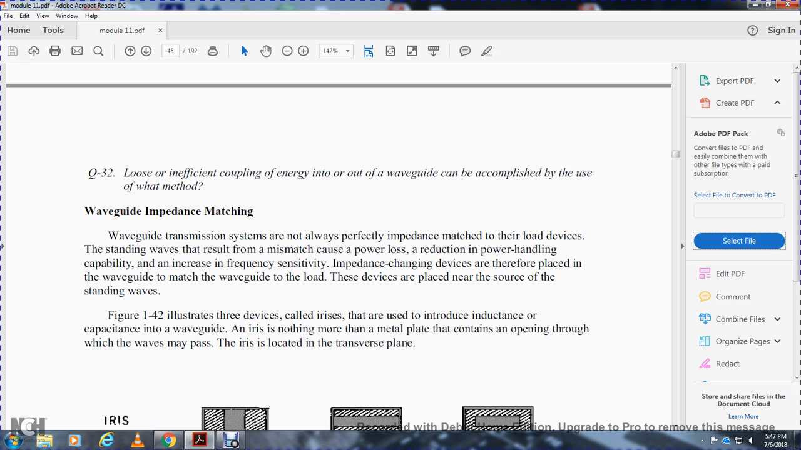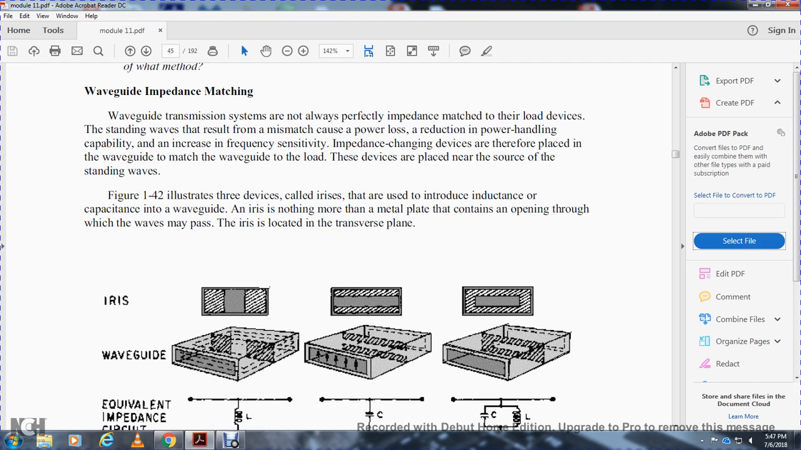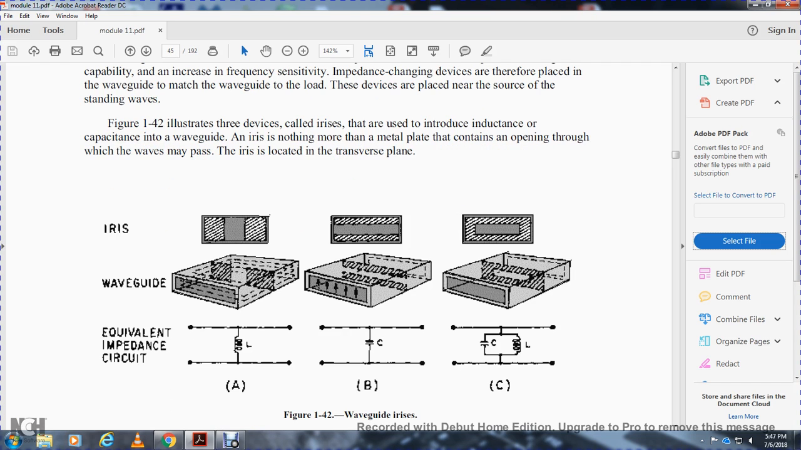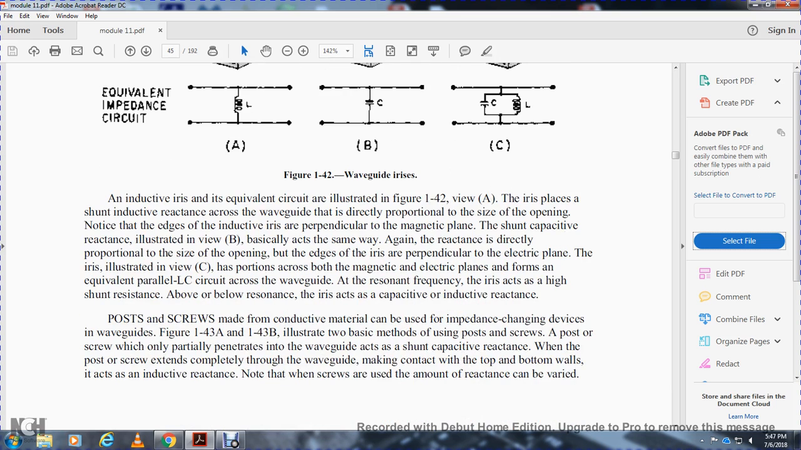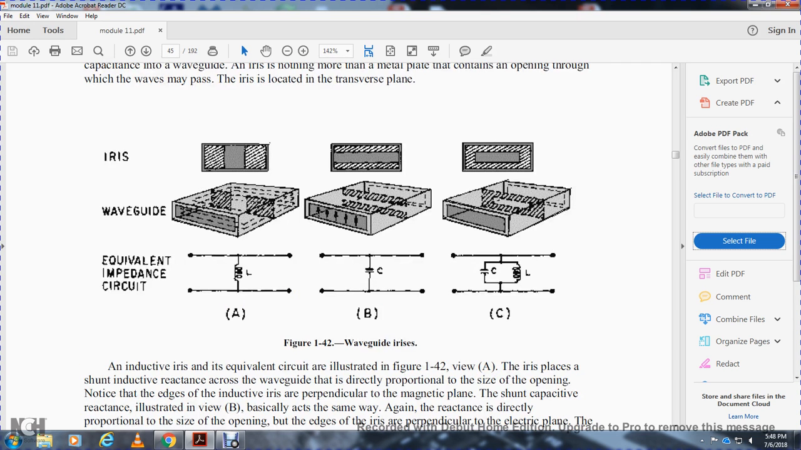Irises are nothing more than a metal plate that contains an opening through which the wave may pass. The iris is located in a transverse plane. The iris is shown in this waveguide, and the equivalent impedance circuits show the inductive, the capacitive, and the resonant iris. The inductive iris has the equivalent circuit illustrated in figure 142A. The iris is replaced with a shunt inductance.